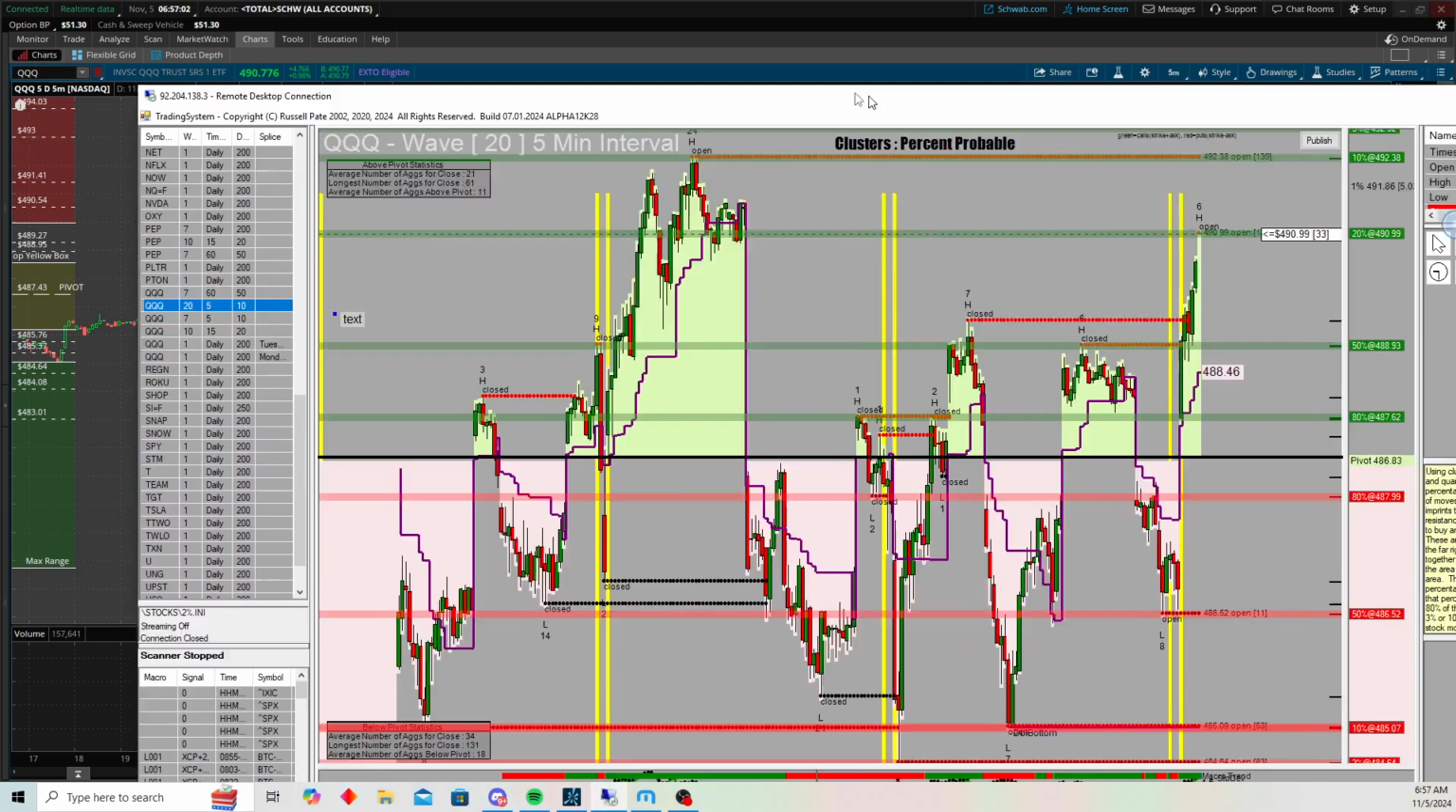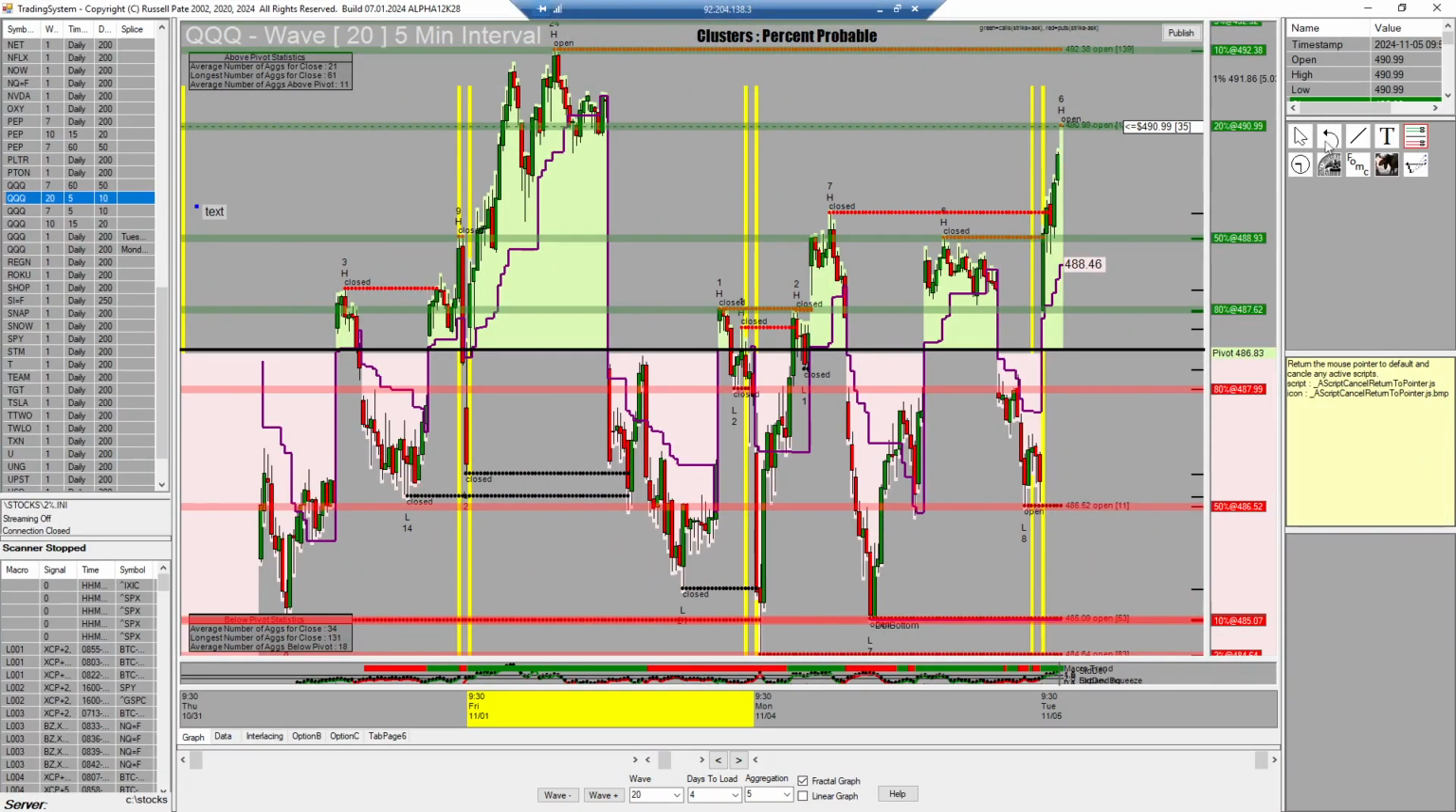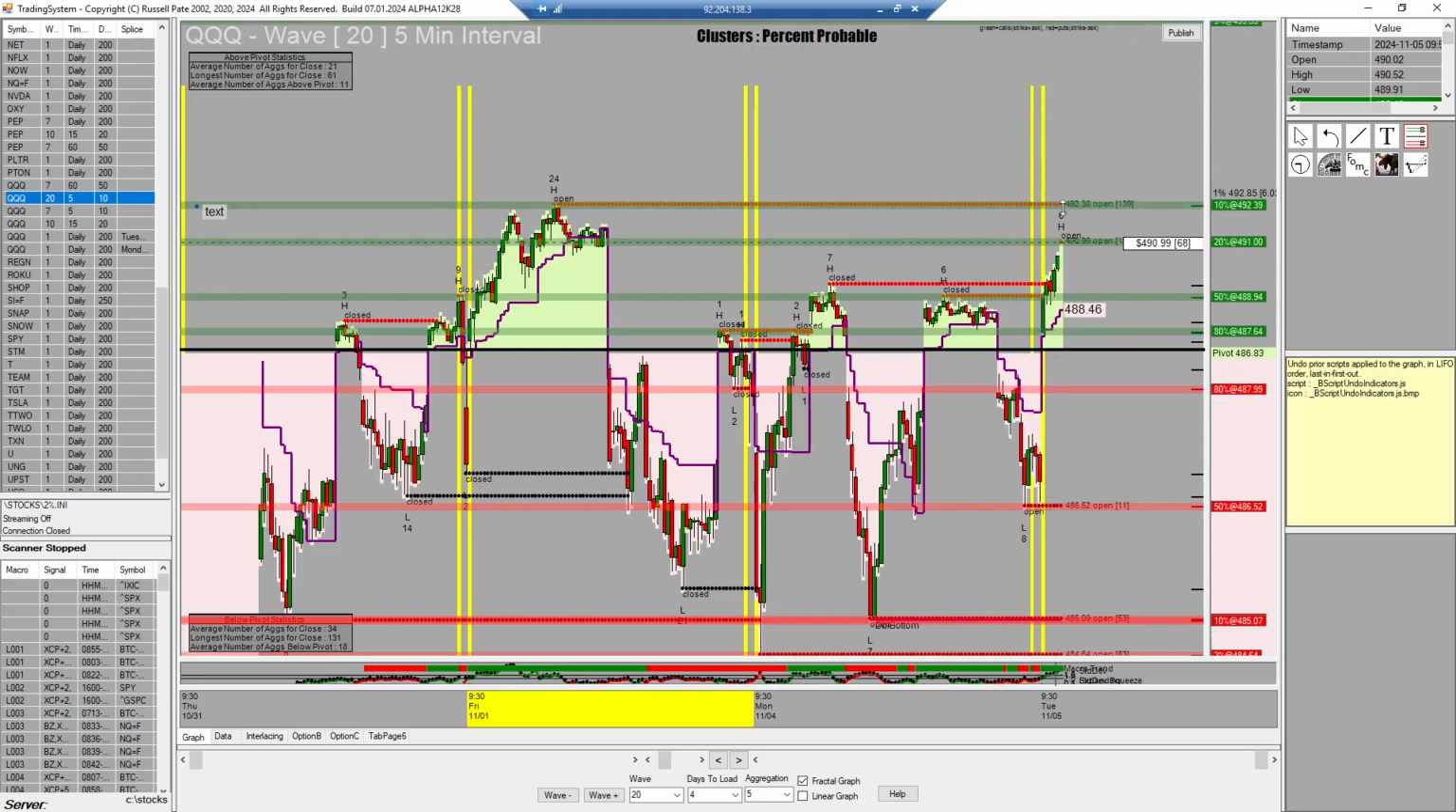So on the 20-way 5-minute, you can see that above this cluster here of 489.4, we have blank space, and blank space just means no previous reversals in this area. So we would expect little resistance, never guaranteed, but that's just what we're looking for. So we look for this open space all the way up to 492.38, this open state up here. So that's our first target, 492.38.